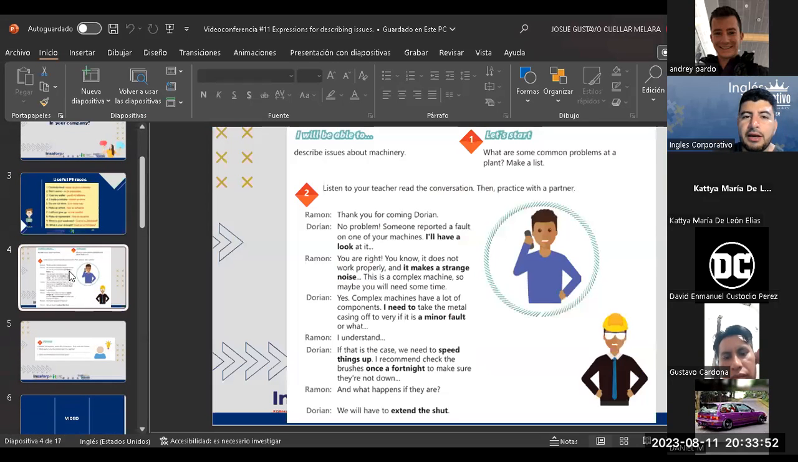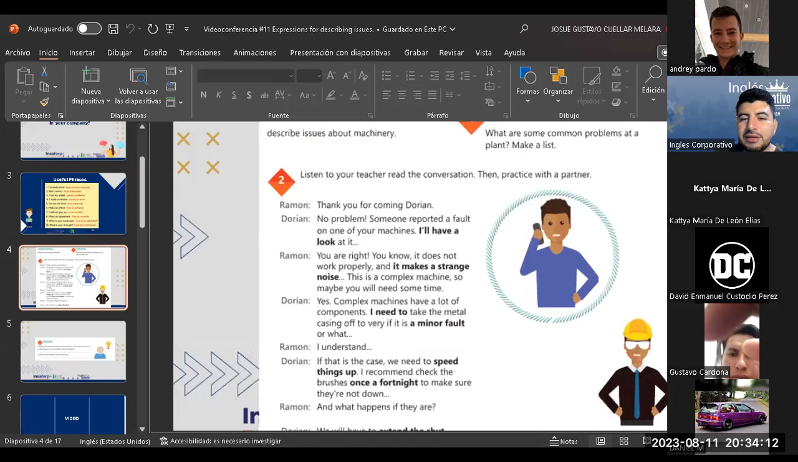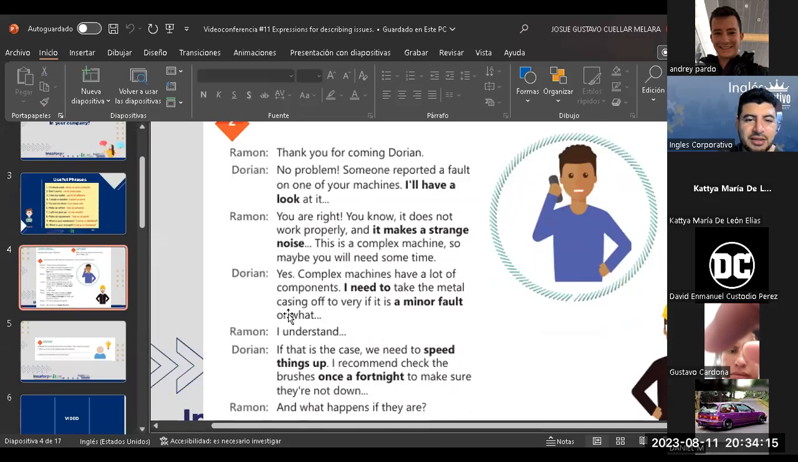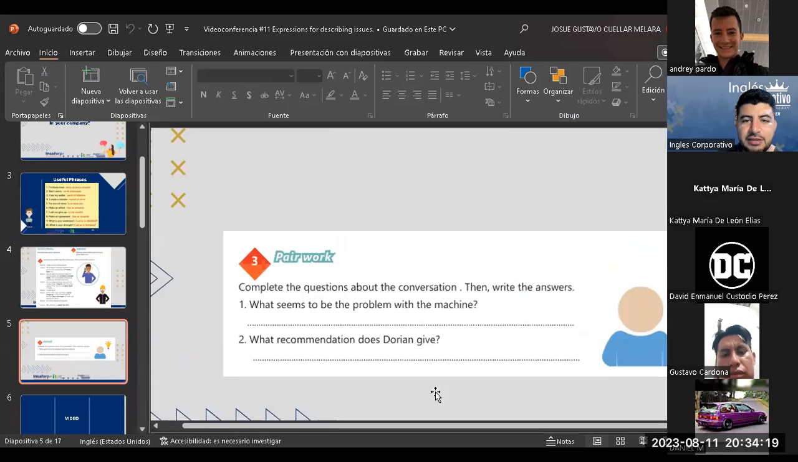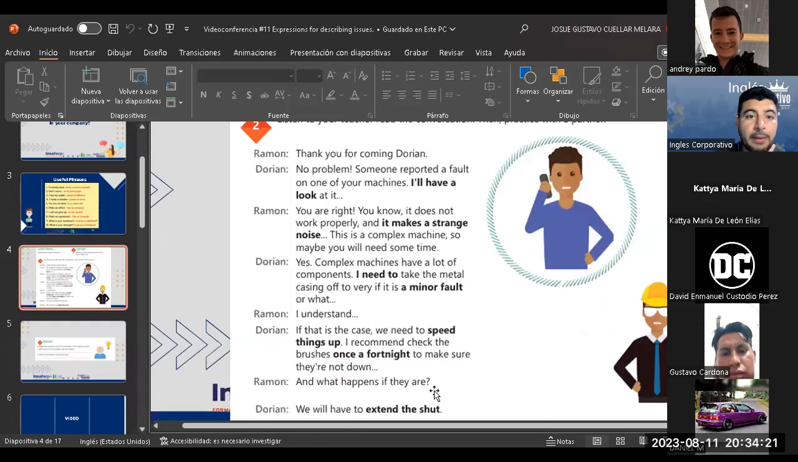Well, we already talked about the first activity that the manual presented. For example, this. What are some common problems at a plant? Make a list. I know that you have some difficulties in your company. Not necessarily to be a plant. No necesariamente tiene que ser como una planta de trabajo, okay? I know that every company is different. Not necessarily the same, okay?